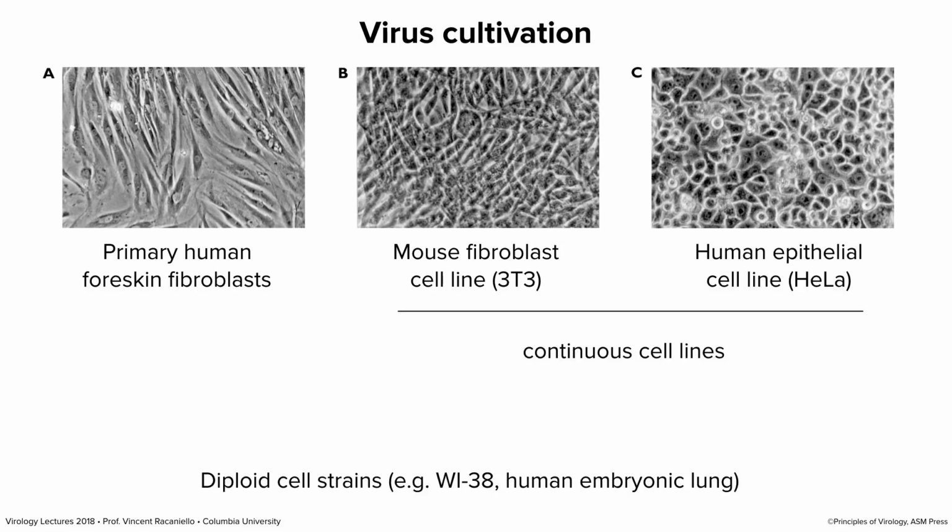We also have other kinds of cells which we call diploid cell strains. So these have the right number of chromosomes. A very famous one is called WI38. And these don't last forever, but they do last longer than primary cell lines. So there's something in between, if you will.